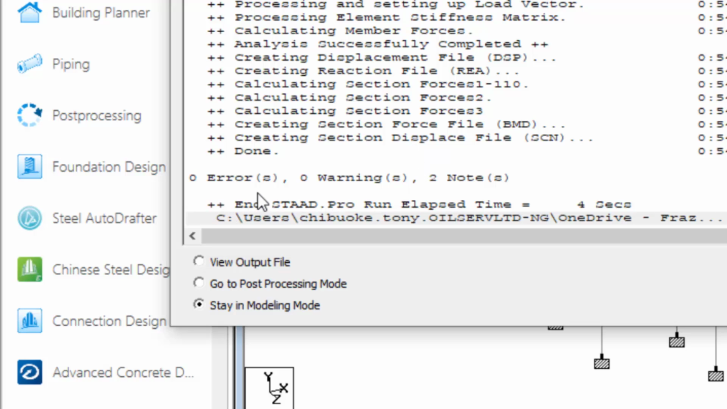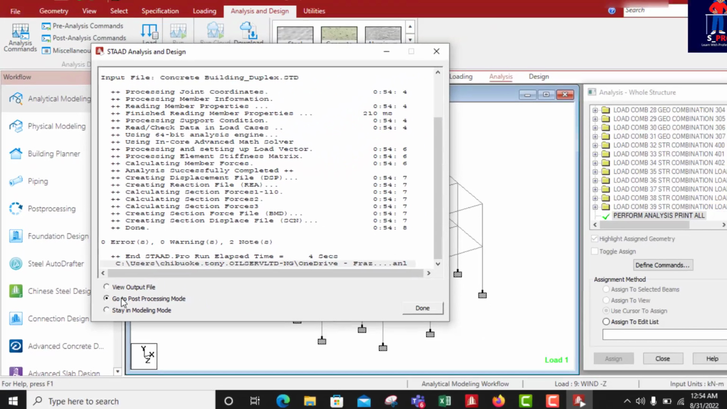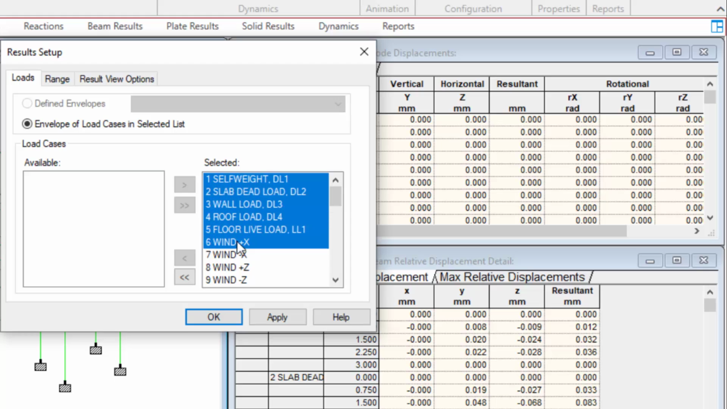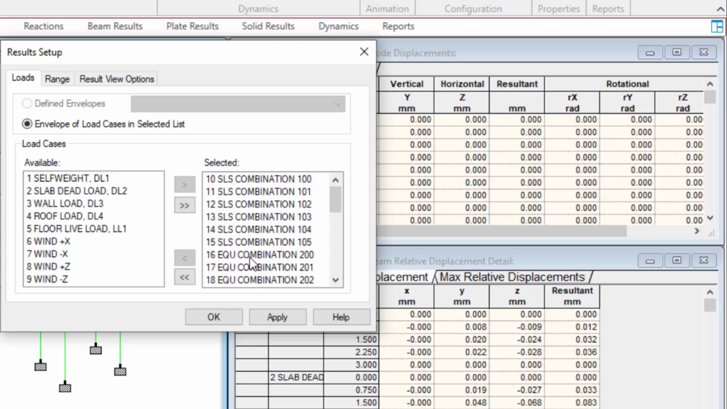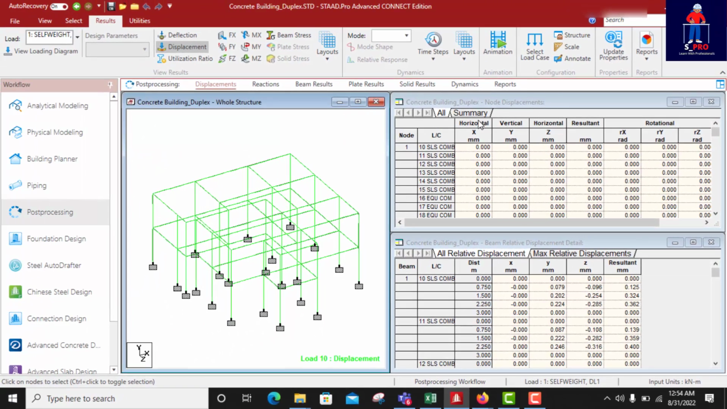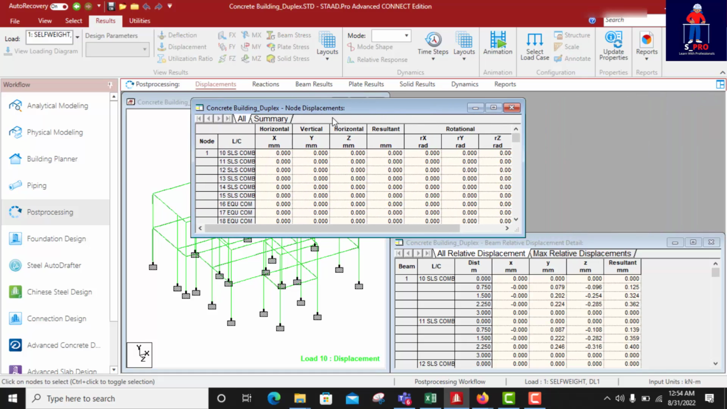Thank you. So our analysis has 0 errors, 0 warnings, and 2 notes. So let's go to post processing mode for us to see our analysis result. So from here, I will exclude all my primary loads and leave only my combinations here. So this displacement, if you bring out this table, it shows you node displacement, concrete building duplex, node displacement.